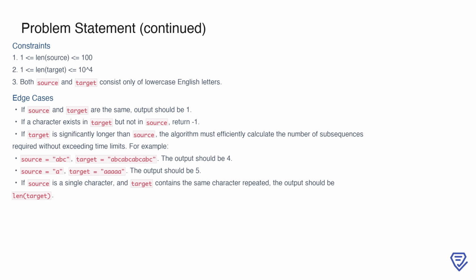For longer target strings, the solution must calculate the minimum number of subsequences efficiently. For instance, if source is ABC and target is abcap, the output should be 4. Similarly, if source is A and target is AAAA, the result would be 5. These constraints ensure the algorithm is robust, even for edge cases like single-character source strings or very long target strings.